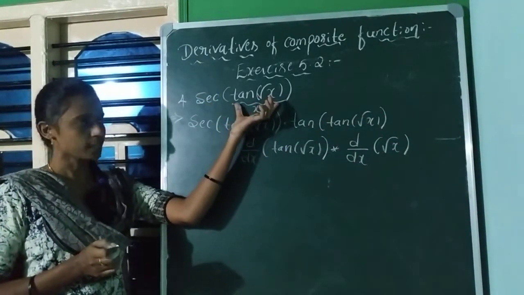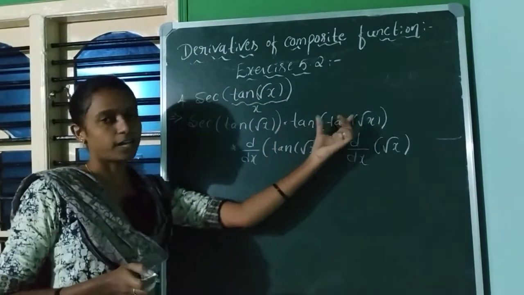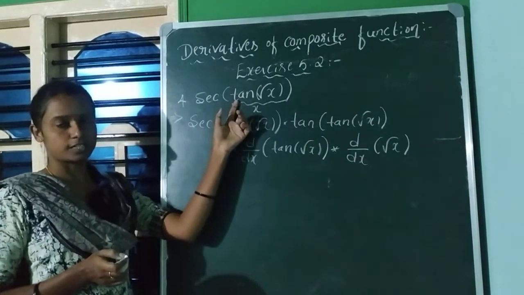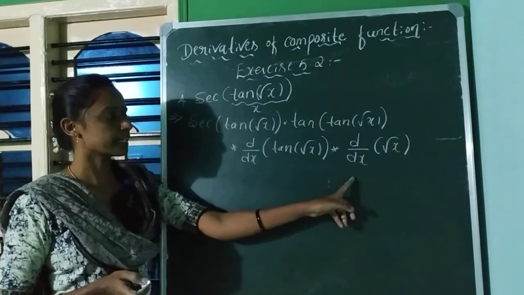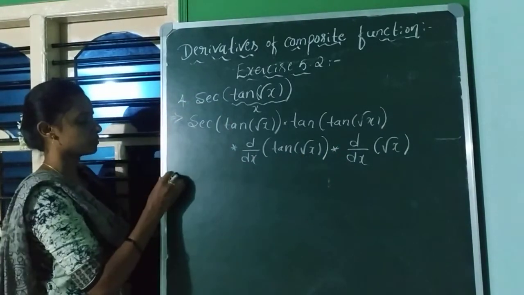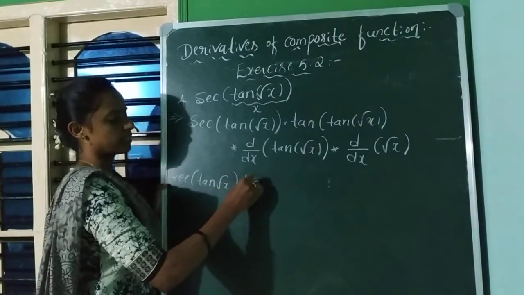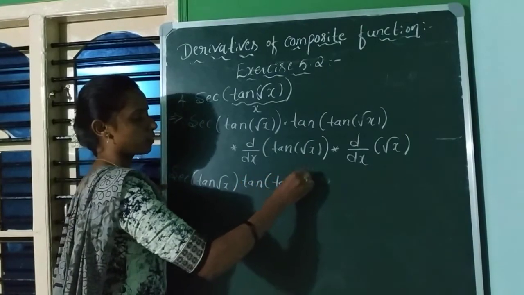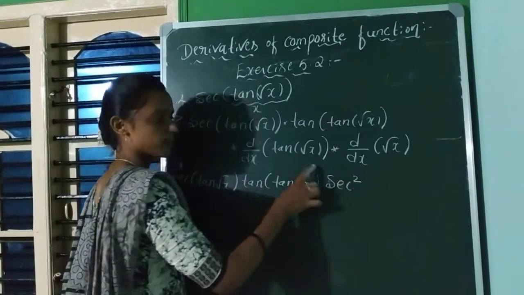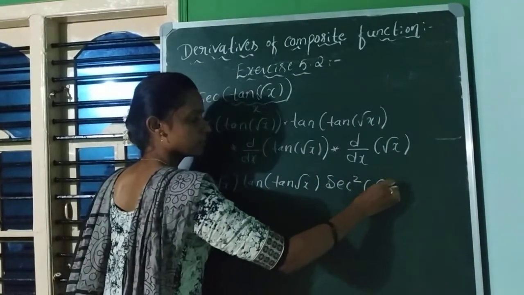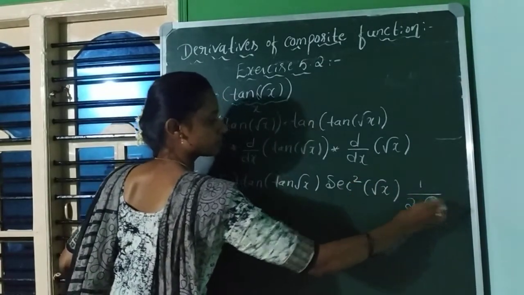Derivative of secant is secant x into tan x. In the place of x, I should write this inner function, that is tan of root x. So tan of tan of root x. Again you need to differentiate this tan. Therefore d by dx of tan of root x into d by dx of root x. Now just write secant of tan root x, then tan of tan root x, then tan derivative is secant squared. So your variable is root x. Root x derivative is 1 divided by 2 root x.